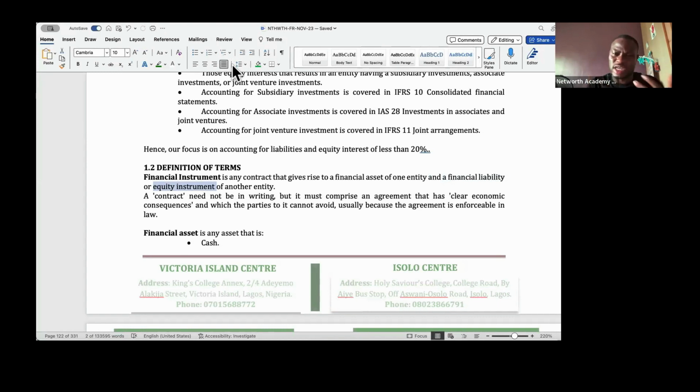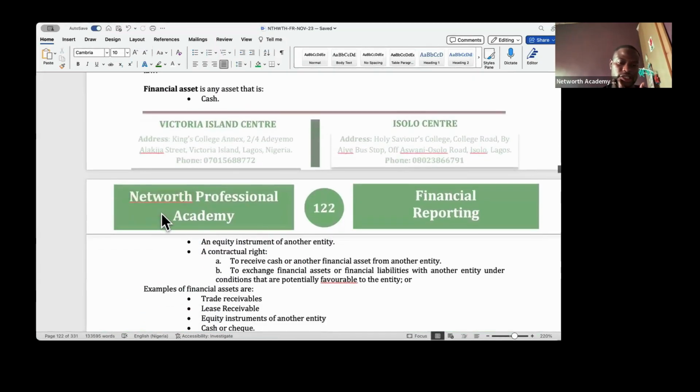Before we go into examples, we need to understand when one party will have a financial asset. I mean, what is a financial asset? And also, we need to understand what a financial liability is. And finally, we need to understand what an equity instrument is. So whatever examples we give afterwards will make more sense to us. So let me start with financial asset.